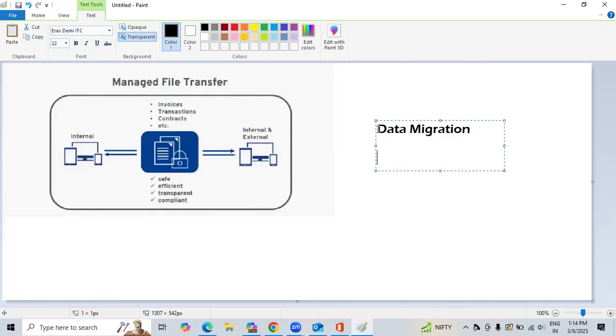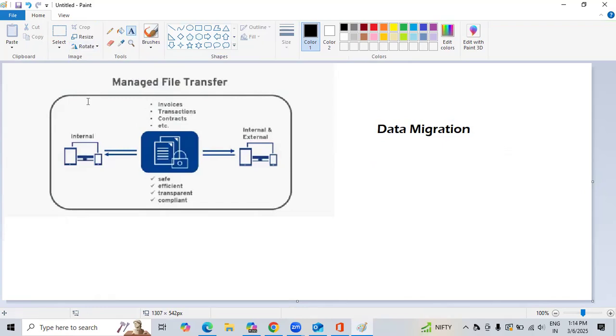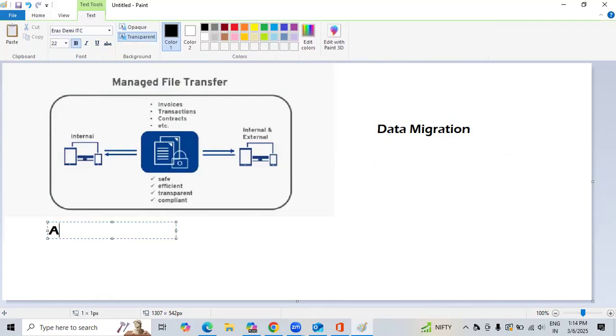Now, when it comes to the advantages, especially for managing file transfers, there are a couple of advantages we have identified when we are implementing managed file transfers. So what advantages do we have? This is something which we need to know. The first one is about safety.